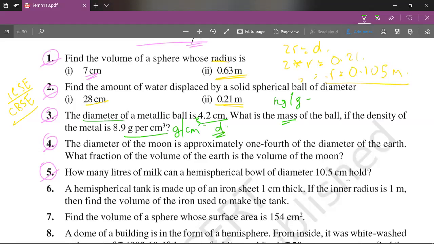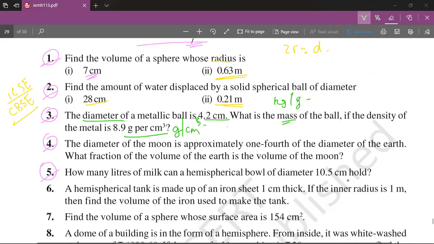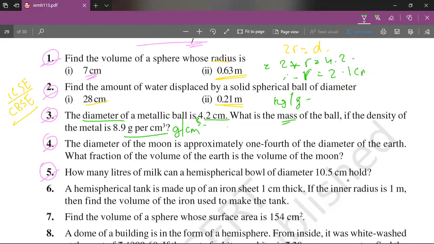Okay, so our first step will be solving the diameter, which is 4.2 centimeters, into radius. So using our formula 2r is equal to d, we will be solving our radius. So 2 into r is equal to d, which is 4.2. So our final answer will be, therefore, r is equal to 2.1 centimeters.